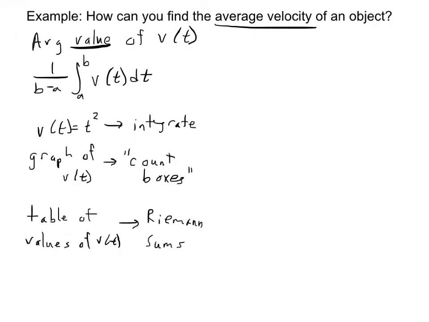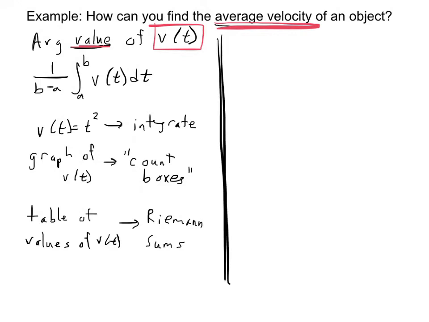Either a left sum or a right sum or a midpoint rule, something like that. But the point I'm getting at, the actual meaning of this lesson: if they want average velocity, one option is to find the average value of the velocity function. That works well if you have a velocity function. But is it possible that they could give us something different?